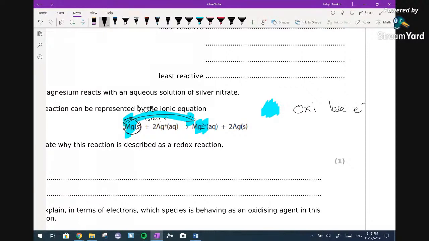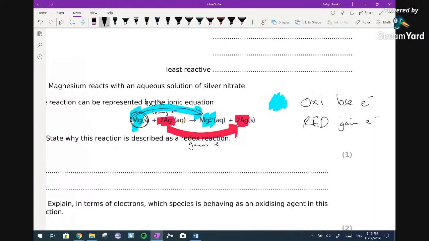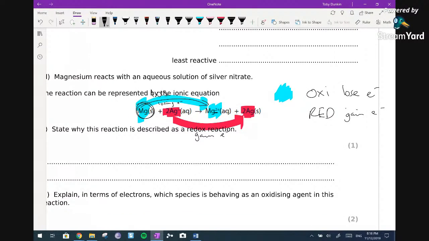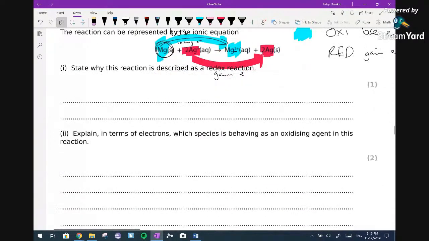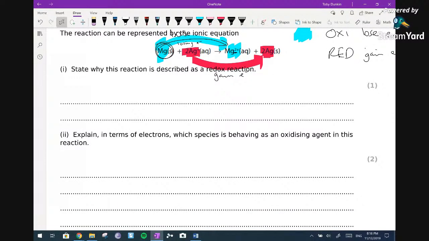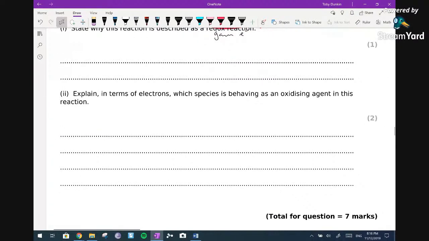What's happening to silver? Silver starts off positive and ends up going to silver metal. It's gaining electrons, so that's reduction. So you would say in that answer, magnesium loses electrons and the silver 1+ gains electrons. Therefore, it's a redox because both are happening in the same reaction.